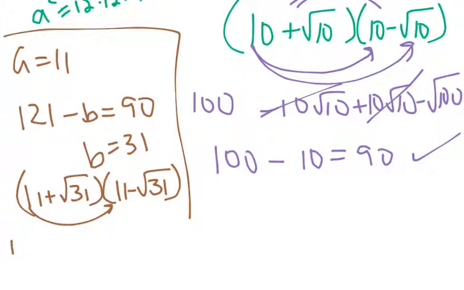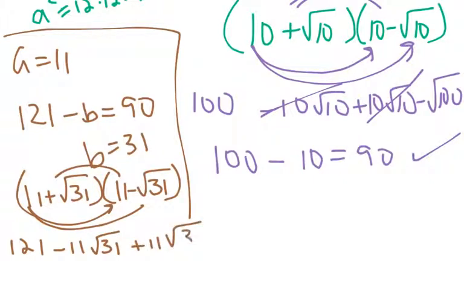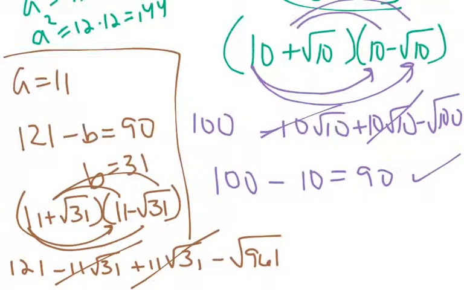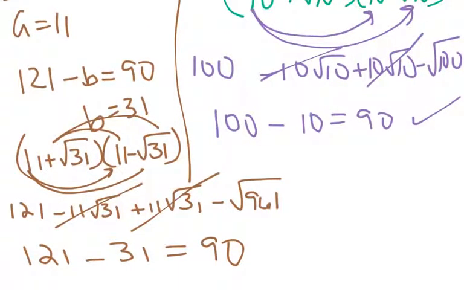So I get 121 minus 11 the square root of 31 plus 11 the square root of 31 minus the square root of, well, 31 times 31 is 961. So these cancel because they're opposites, and I'm left with 121 minus, well, the square root of 961 is 31, and 121 minus 31 is 90. So that answer also would have worked.